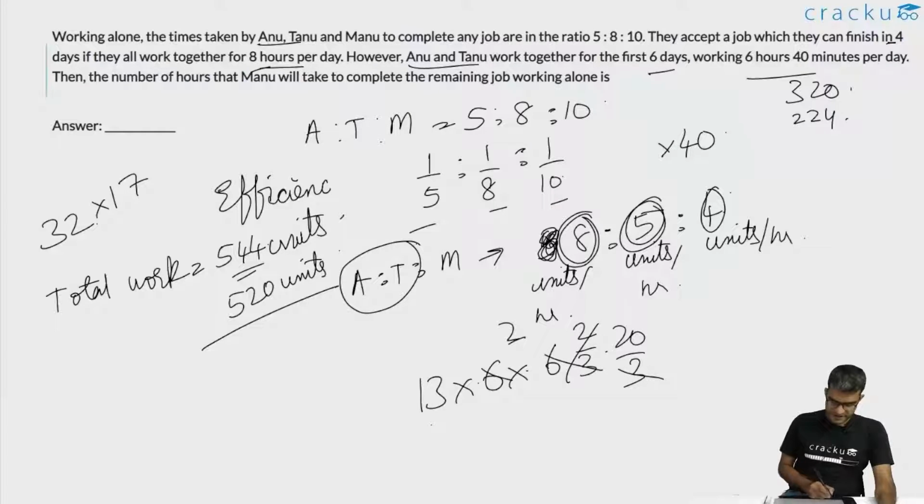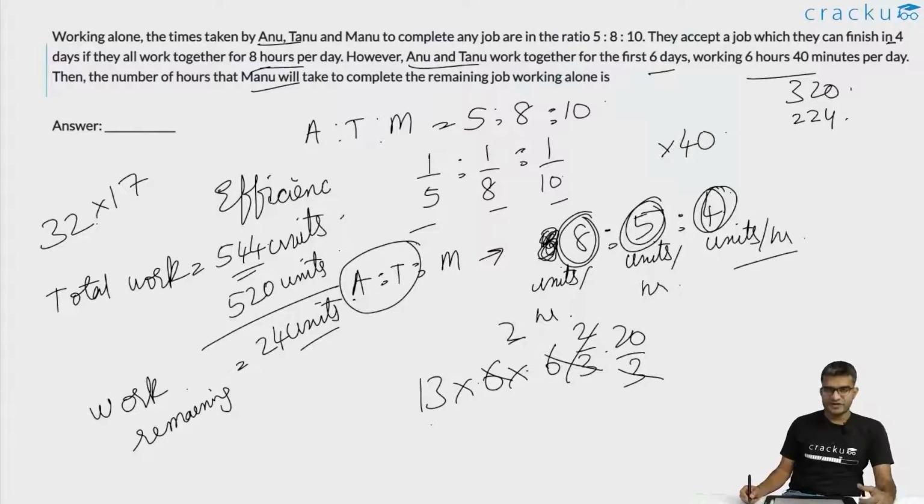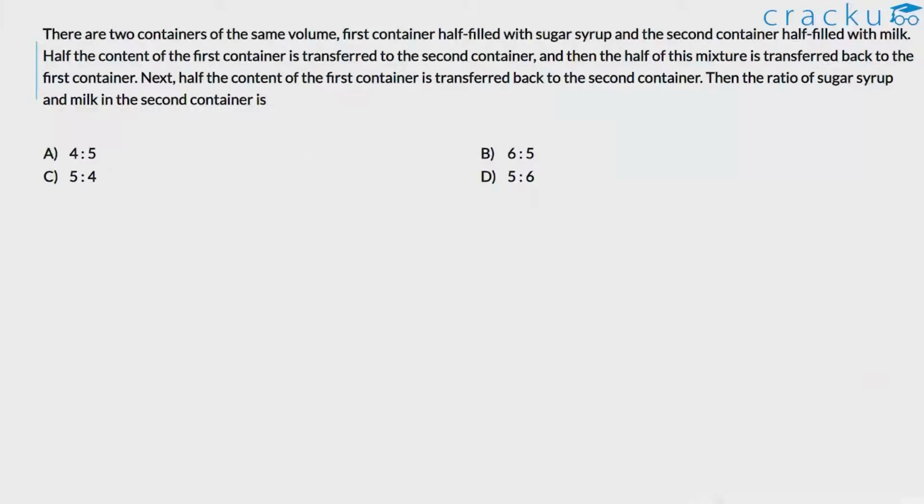So the work remaining is equal to 24 units. And this work has to be done by Manu alone. Manu does 4 units per hour. So the time that she takes will be 24 divided by 4, which is 6 hours. This will be the answer.